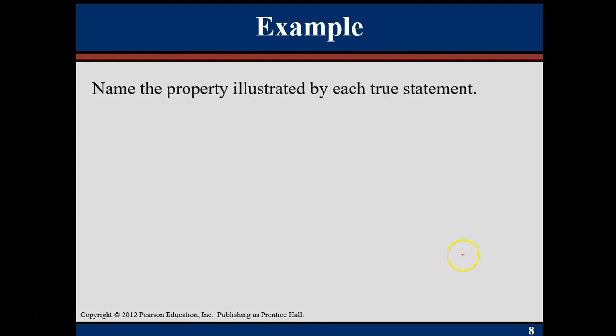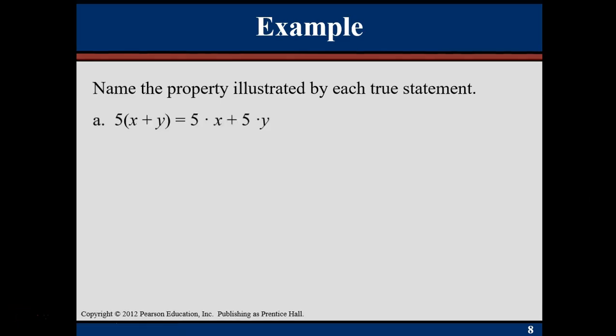So let's see if we can name all of our properties. The first one. 5 times the quantity x plus y is equal to 5 times x plus 5 times y. We can see that the 5 has been distributed to the x and to the y. So this is going to be the distributive property of multiplication over addition, but we usually just say distributive property.